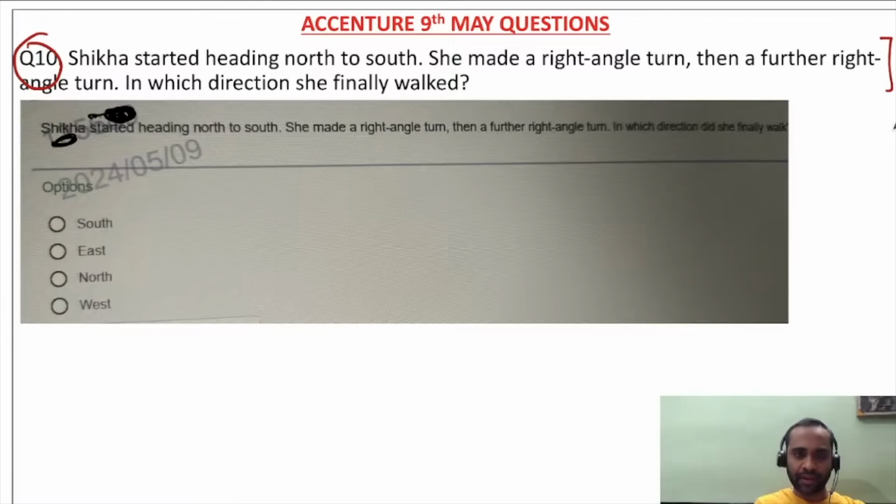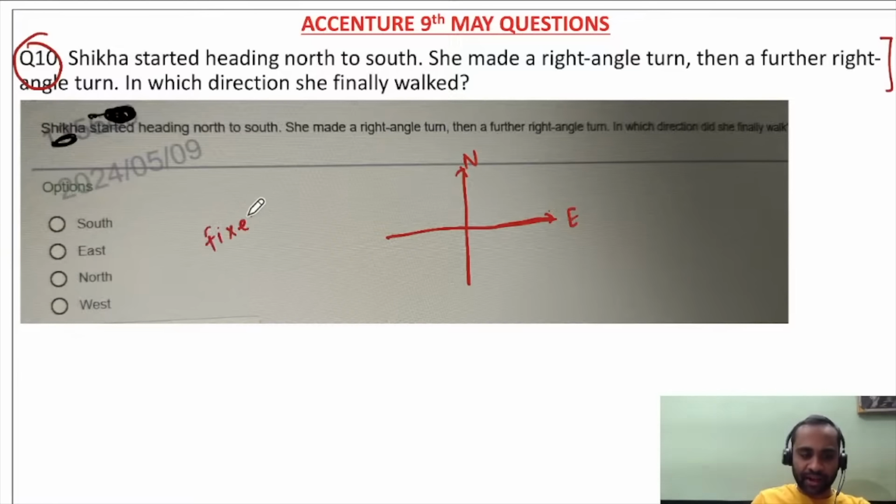Okay, so what is the answer? So north, north, north. Okay, now. So Sikha started heading north to south. Now, friends, if you remember the diagram which I taught you some time back, right? So this will be north. This is a fixed diagram. It will always be the same.